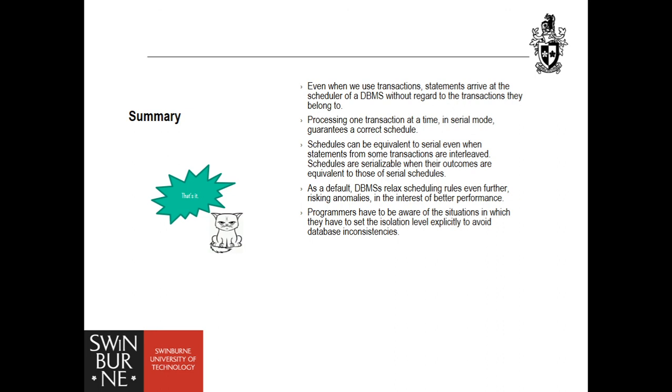So, as a summary, we can say when you use transactions, statements arrive at the schedule of the database without regard to the transaction they belong to. Processing one transaction at a time in serial mode guarantees a correct schedule. Schedules can be equivalent to serial ones even when statements from transactions are interleaved. Schedules are serializable when their outcomes are equivalent to those of serial schedules. By default, DBMS relaxes scheduling rules even further, risking anomalies in the interest of better performance. Programmers have to be aware of the situations in which they have to set the isolation level, especially to avoid database inconsistency.